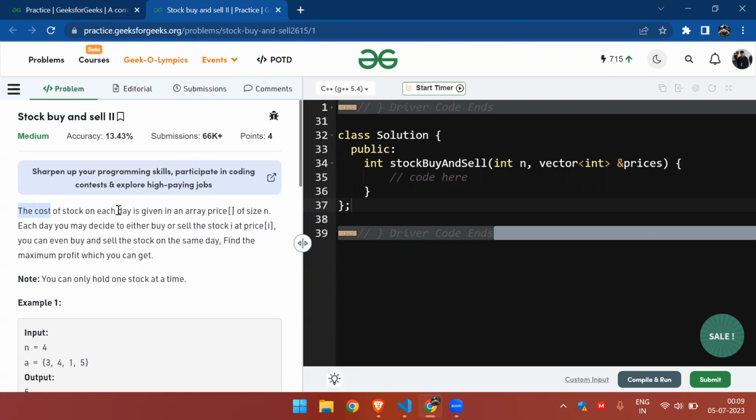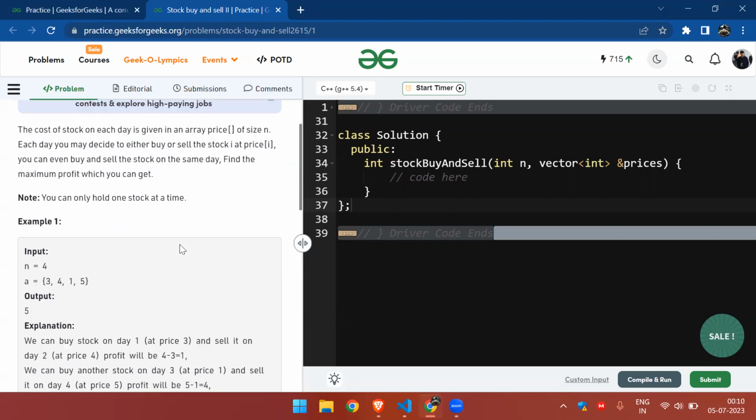In this problem, we have been given the cost of stock on each day in the price array. And every day we have to decide whether to buy or sell the stock present at index i. And we can even buy and sell the stock on the same day. All we have to do is calculate the maximum profit that we can get.